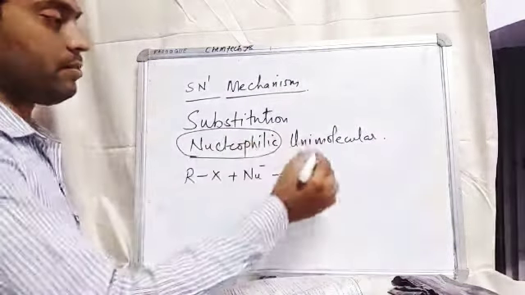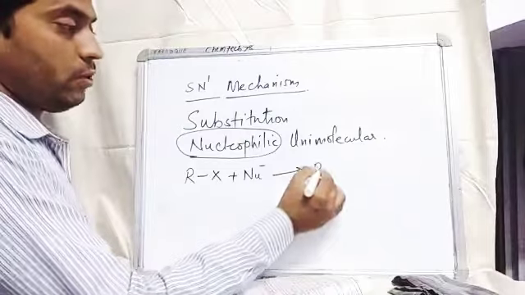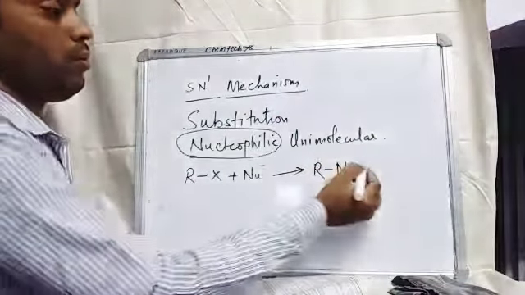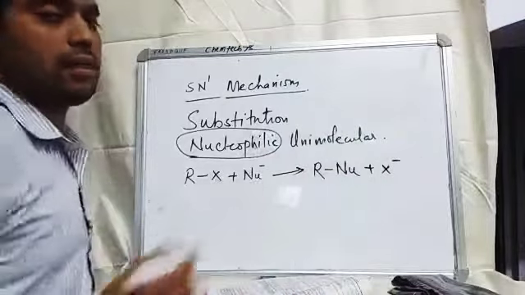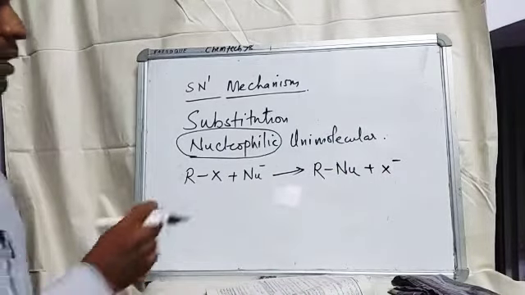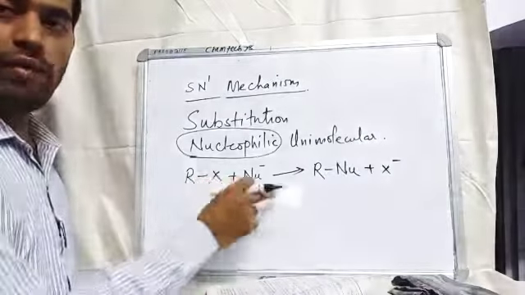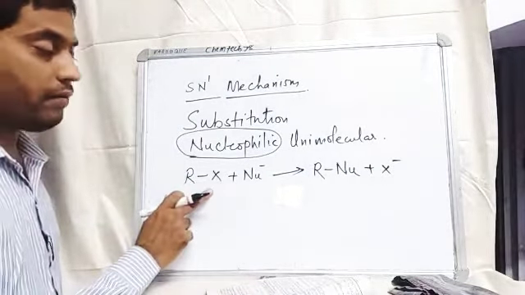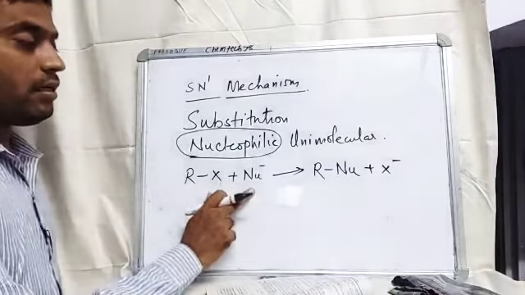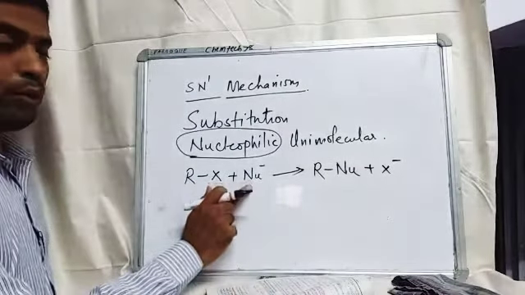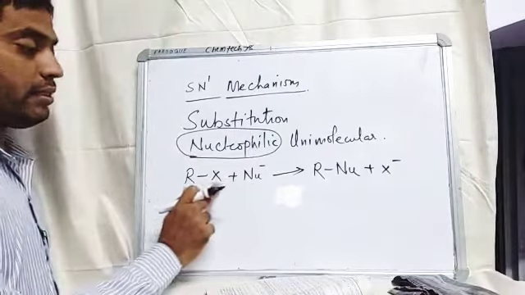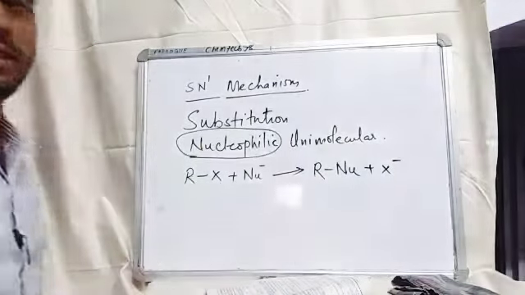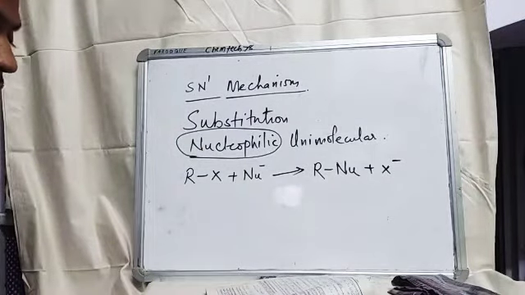Now what happens, it gives R-Nu plus X negative. This is a nucleophilic substitution reaction, a substitution reaction which occurred due to the nucleophile. This nucleophile is substituting the X and taking the position of X. So this is a substitution reaction.